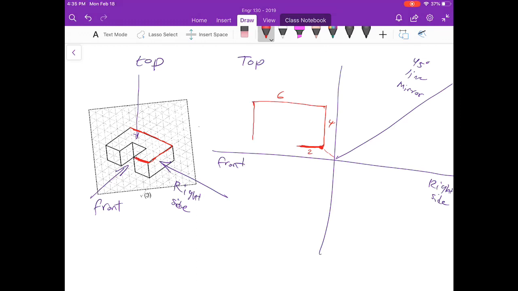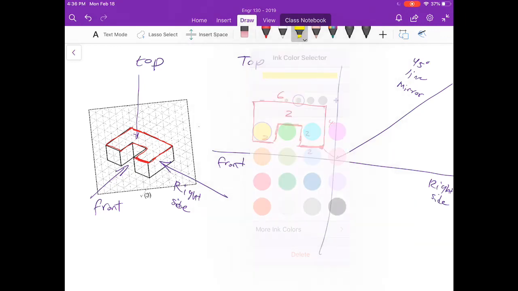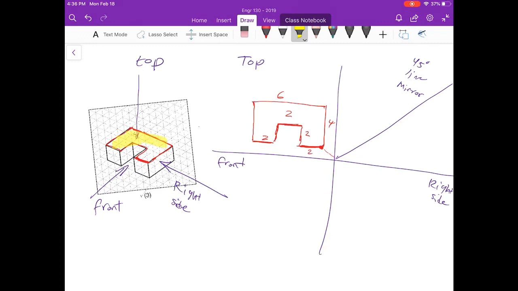So going down, and then 2 units here, going up for 2 units, and then going here, 2 units here, and 2 units here. So this is exactly how I finish it. I came from here, there, and then they're done. I'm going to make it yellow highlighted so you can see what area that is. So this is going to be our top view.